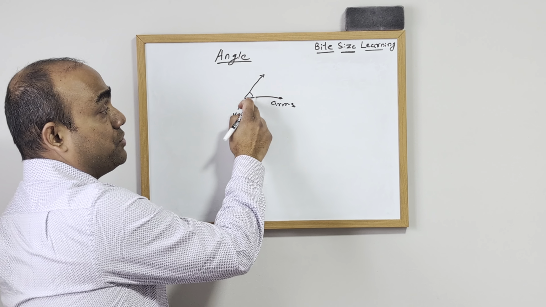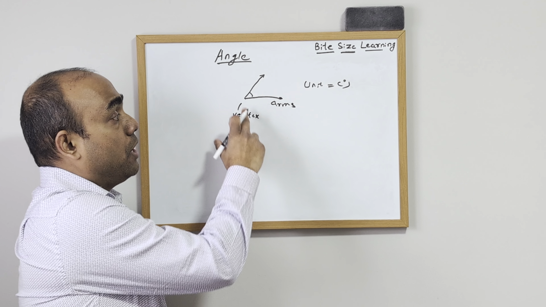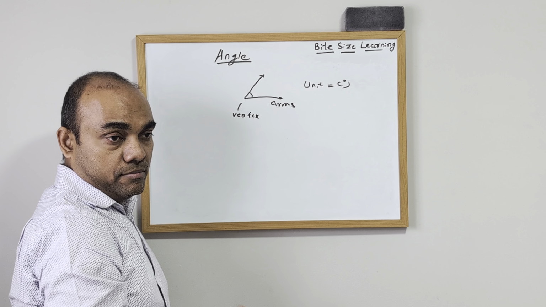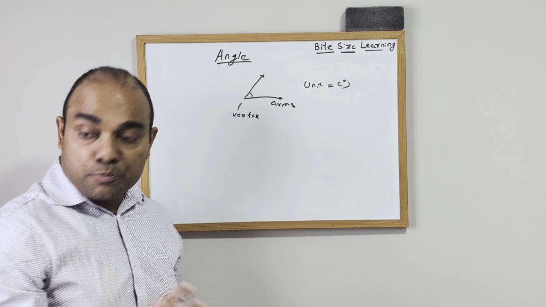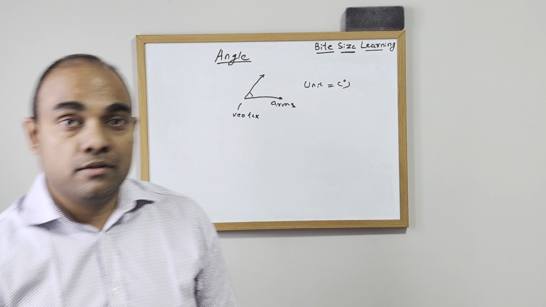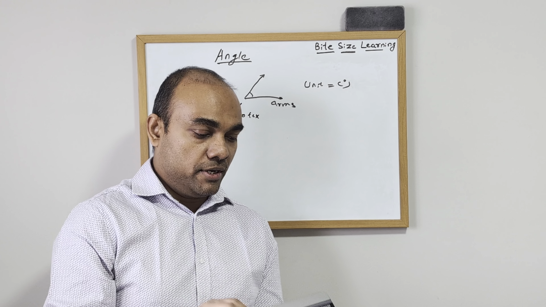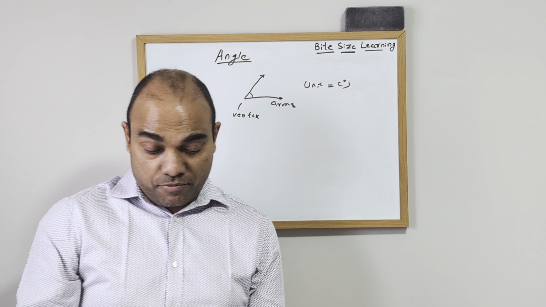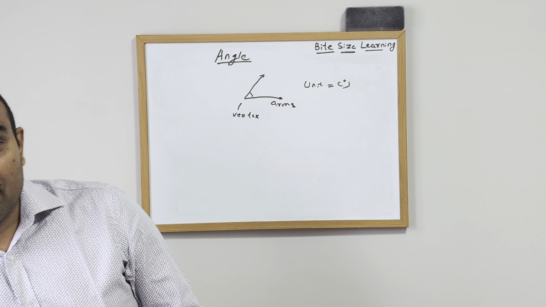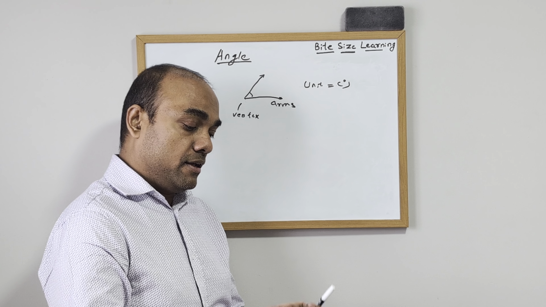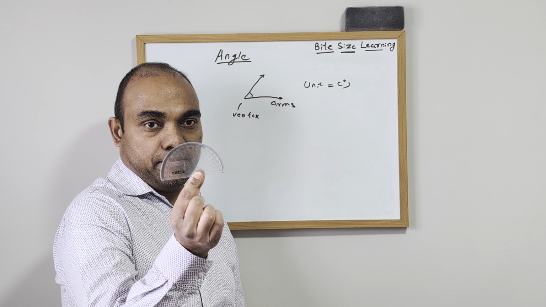To measure an angle, the unit is the degree. Now, how do you measure an angle? There's a specific device in the geometry box, and a specific scale that is used to measure an angle, called a protractor.